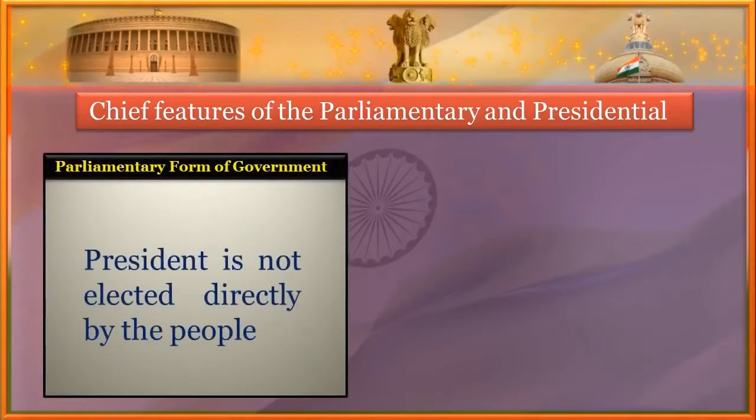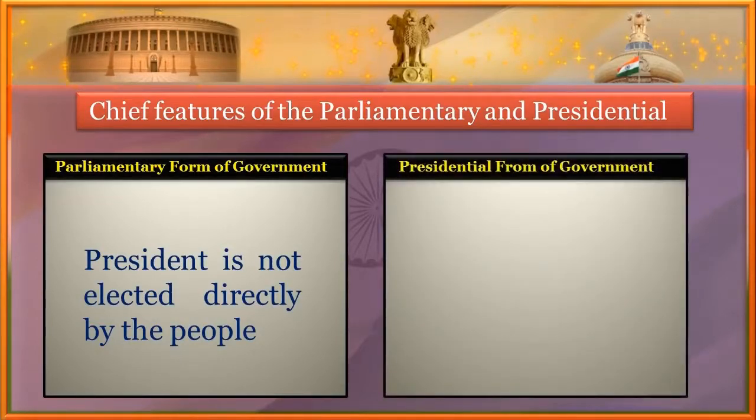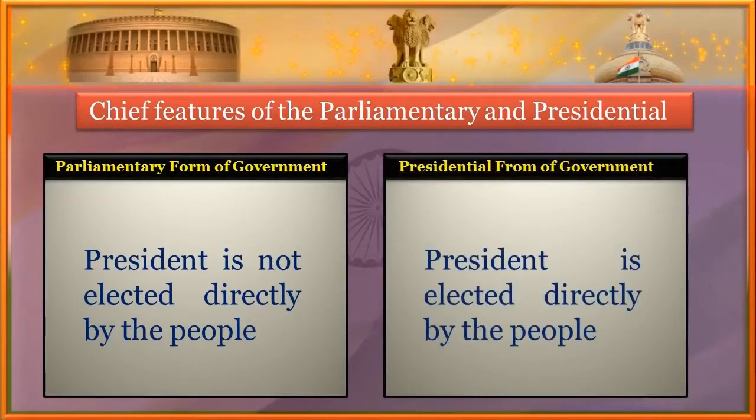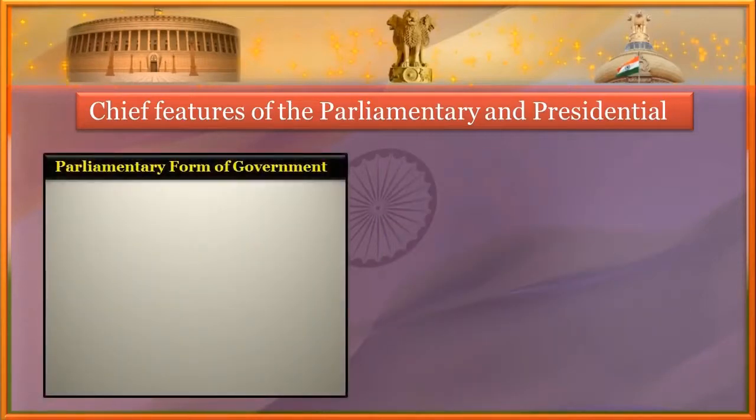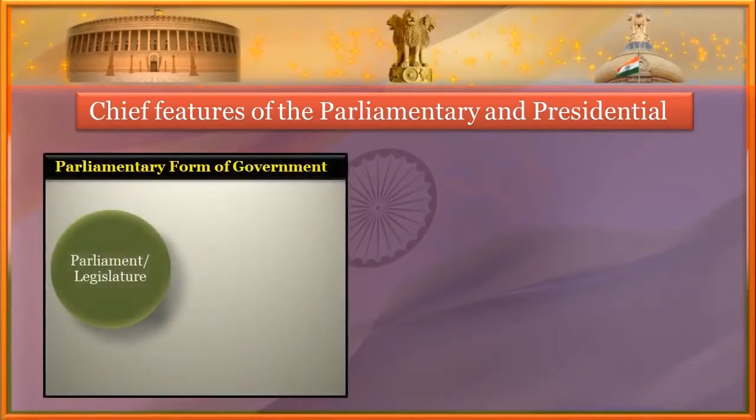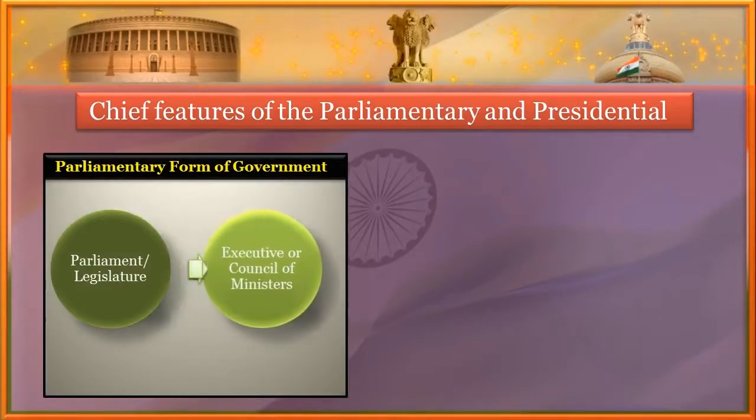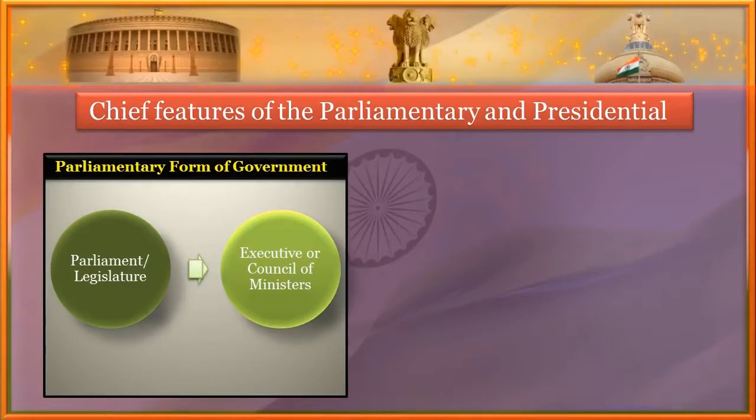The president is not elected directly by the people. Presidential form of government: the president is elected directly by the people. Parliamentary form of government: the executive or the council of ministers is a part of the legislature or parliament, as all of them are also the members of the parliament.